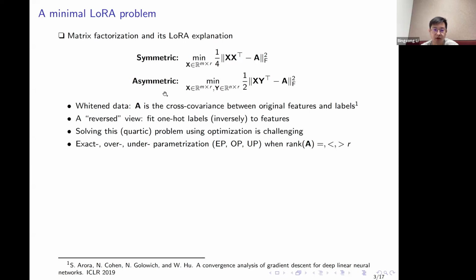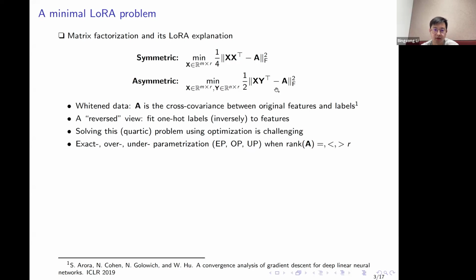The asymmetric matrix factorization is closer to LoRA. I have two smaller matrices, X and Y, of size M by R and N by R, and a matrix to be factorized, which is this A. In recent literature, this matrix factorization is also known as LoRA applied on a single linear layer with whitened data. Whitened data basically means that my data matrix is just the identity.